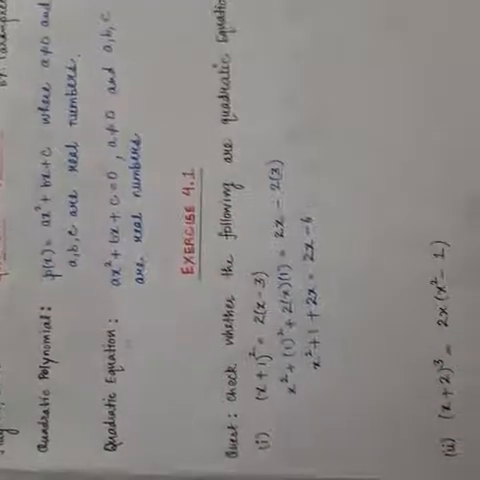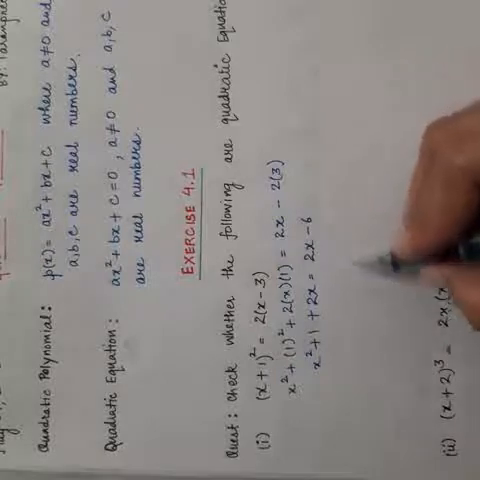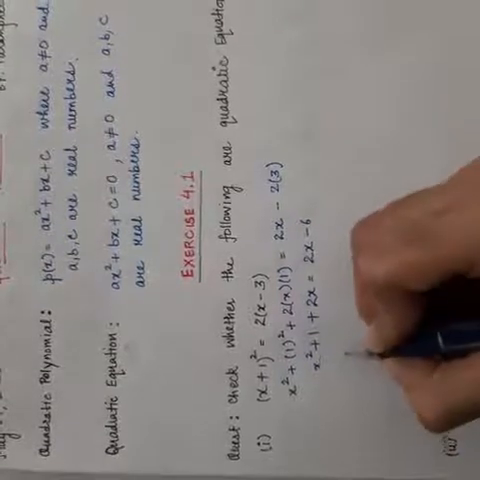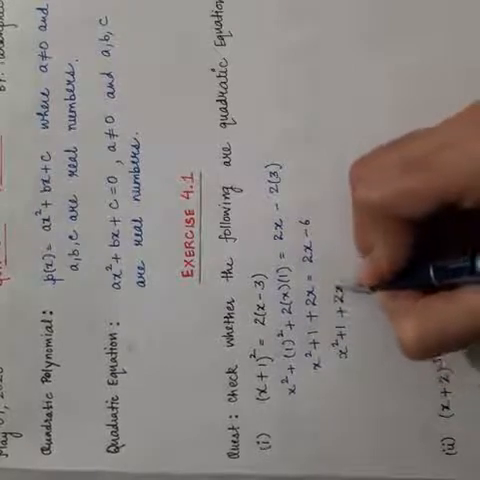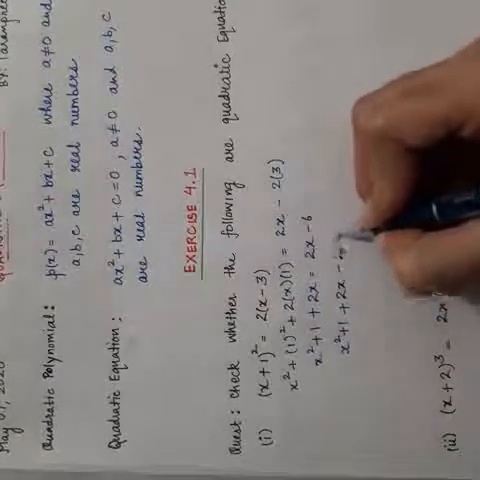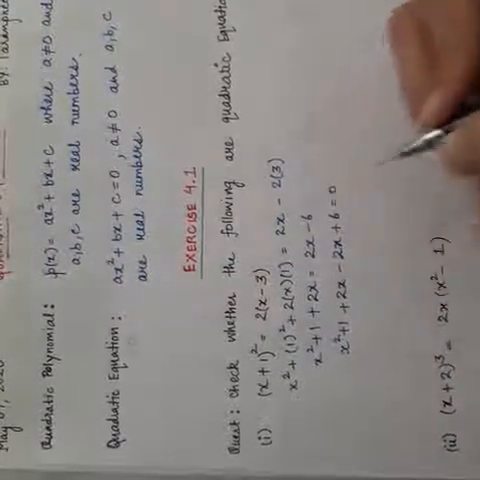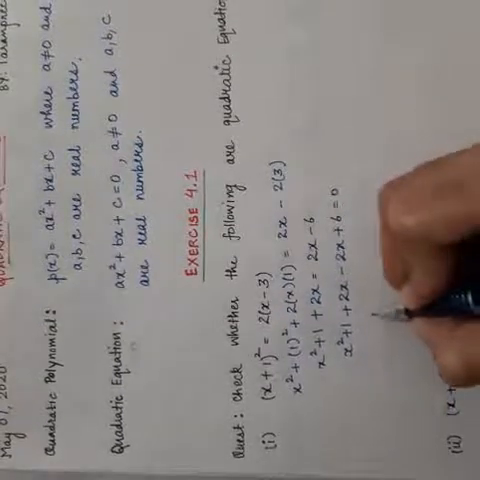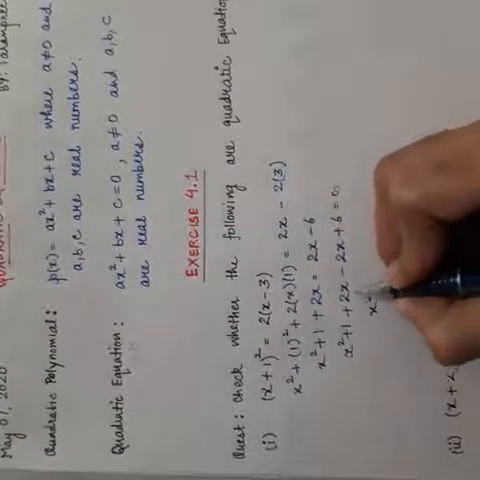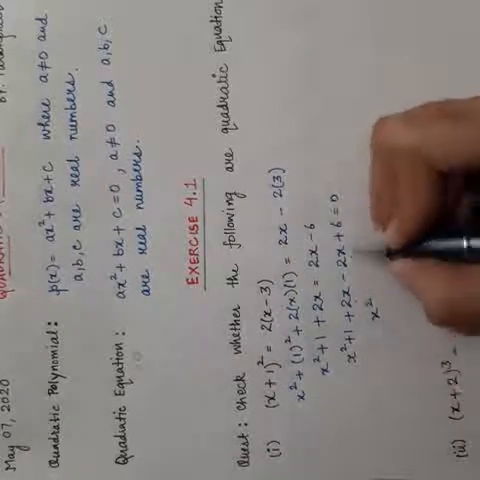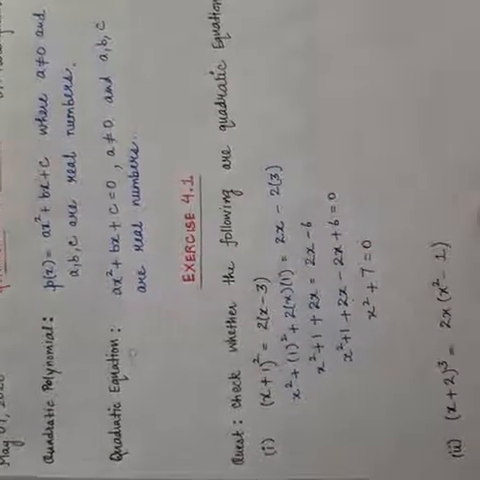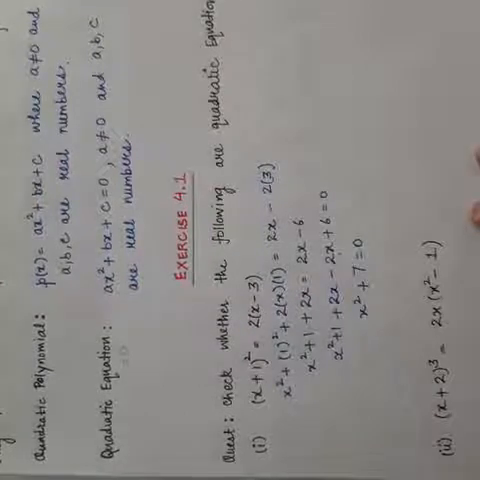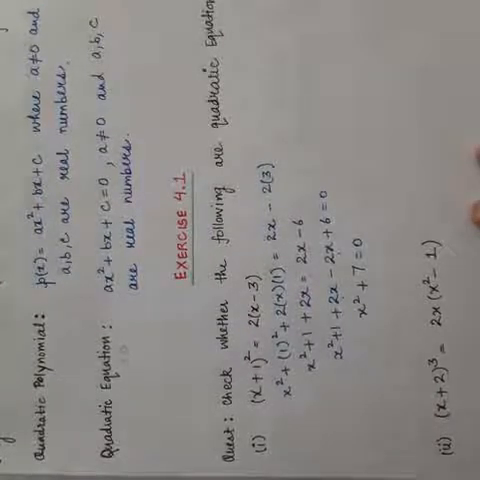So now our next step will be, we will shift all the terms towards the left hand side. x square plus 1 plus 2x minus 2x plus 6 equals to 0. Now again simplify it, we get x square, this term will get cancelled, 1 plus 6 means 7. Now after the simplification of the equation, we will see whether it is quadratic or not.